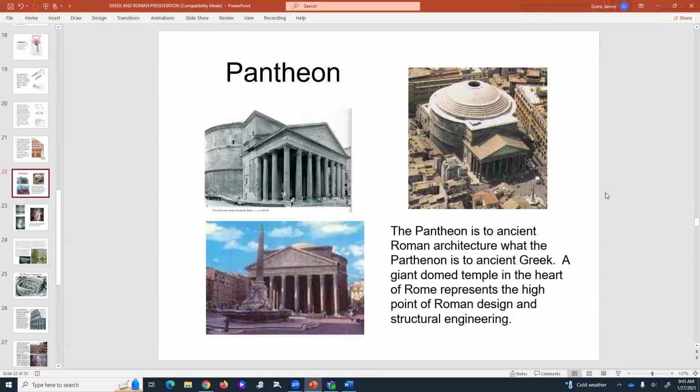I still get the Parthenon and the Pantheon mixed up if I don't talk about them often, because they have kind of similar words, right? So the Parthenon with an R is the Greek temple that we were looking at. The Pantheon, this one, is the one that has that pure dome that comes out.